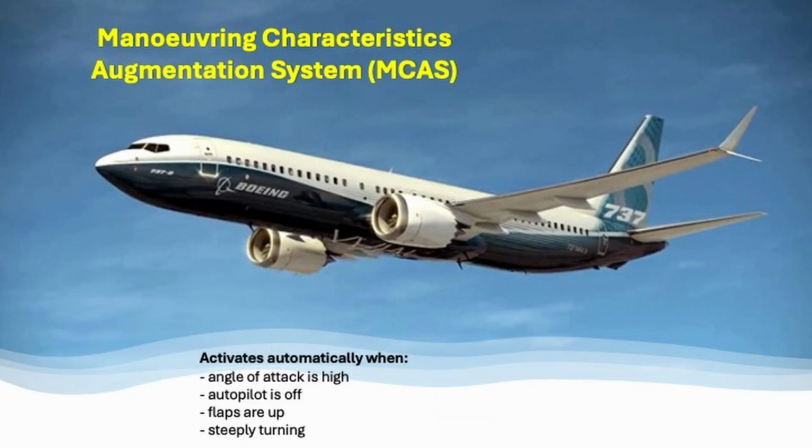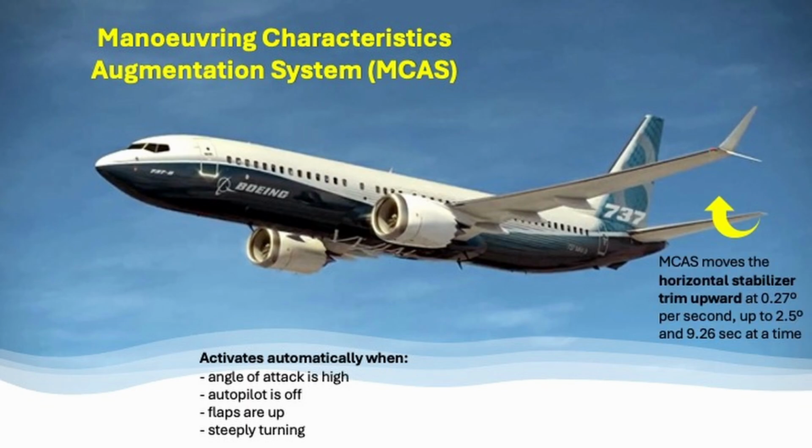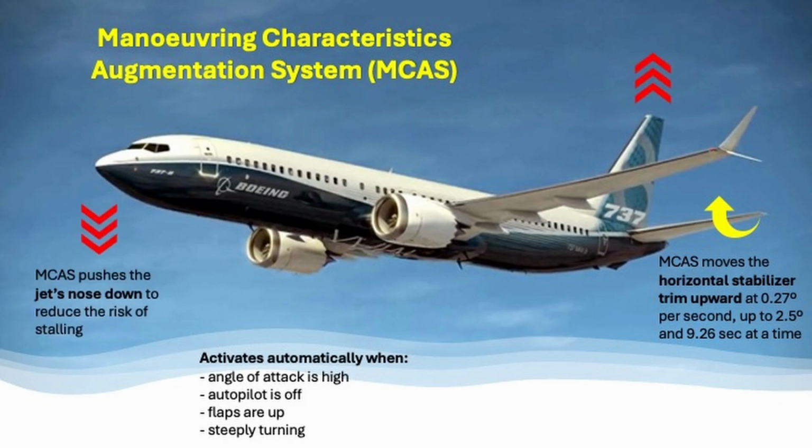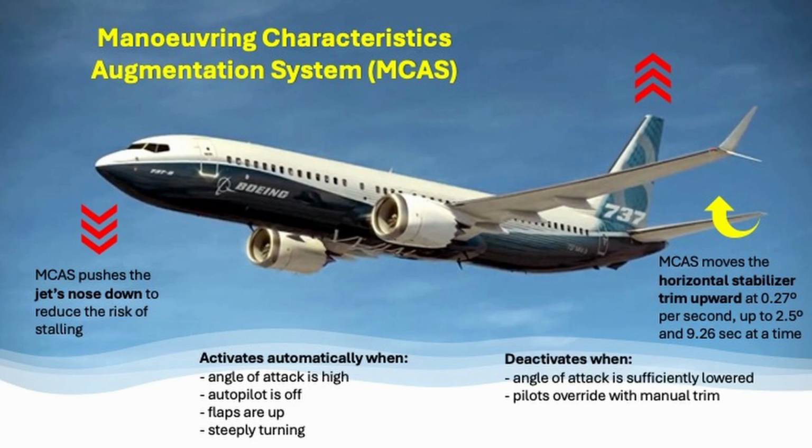The MCAS activates automatically when the angle of attack is high. It requires that autopilot is off, the flaps are up, and the aircraft is steeply turning. When MCAS is activated, it moves the horizontal stabilizer trim upward at 0.27 degrees per second, up to 2.5 degrees and 9.26 seconds at a time. MCAS pushes the jet's nose down to reduce the risk of stalling. The system gets deactivated when the angle of attack is sufficiently lowered, usually when pilots override with manual trim.